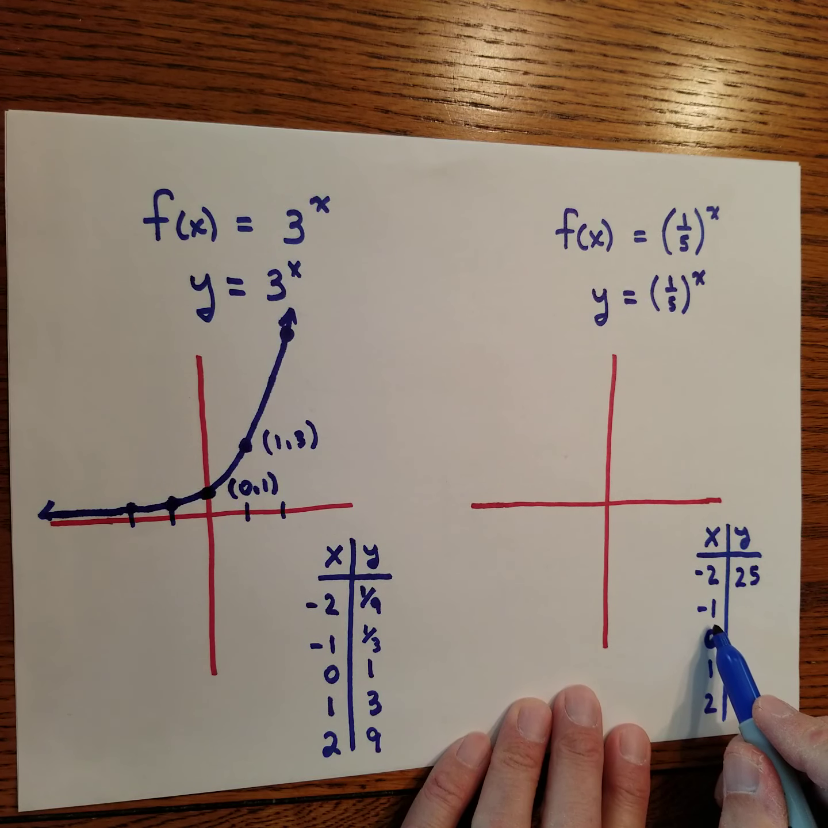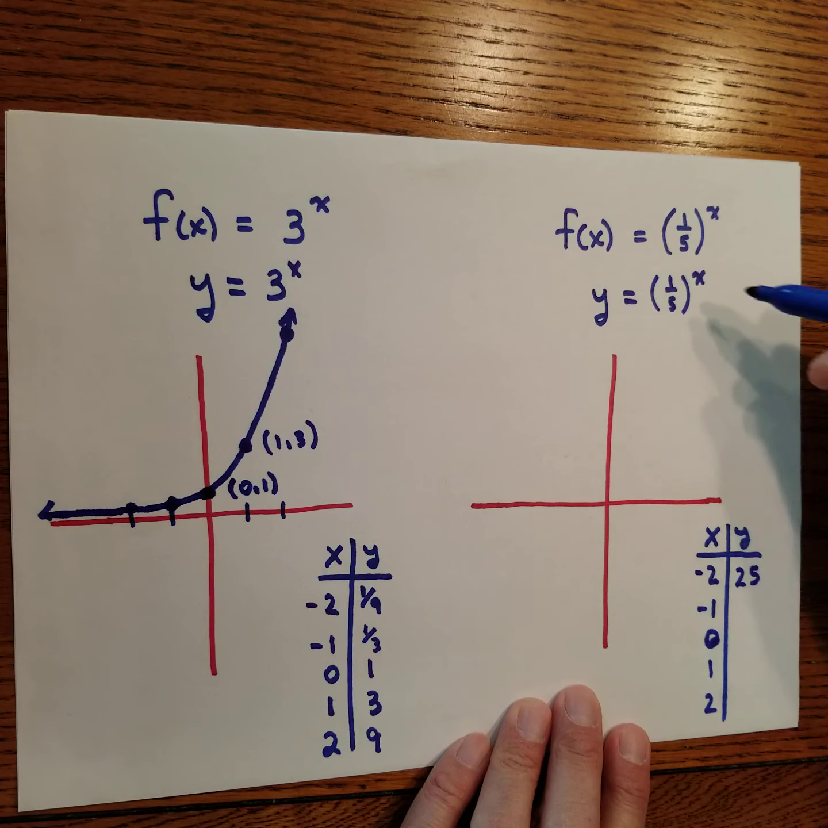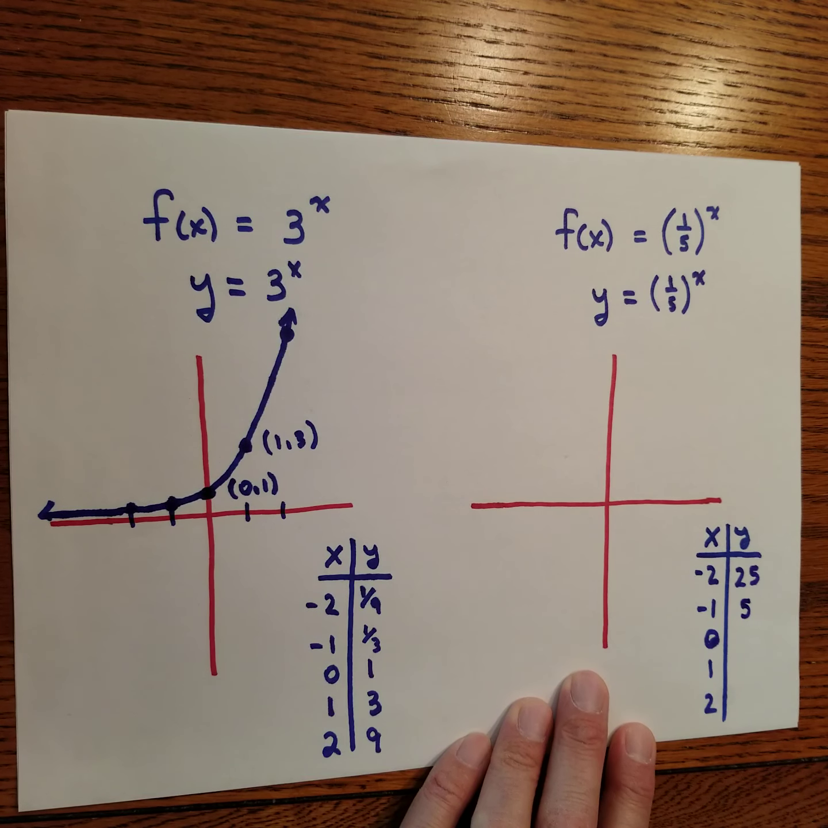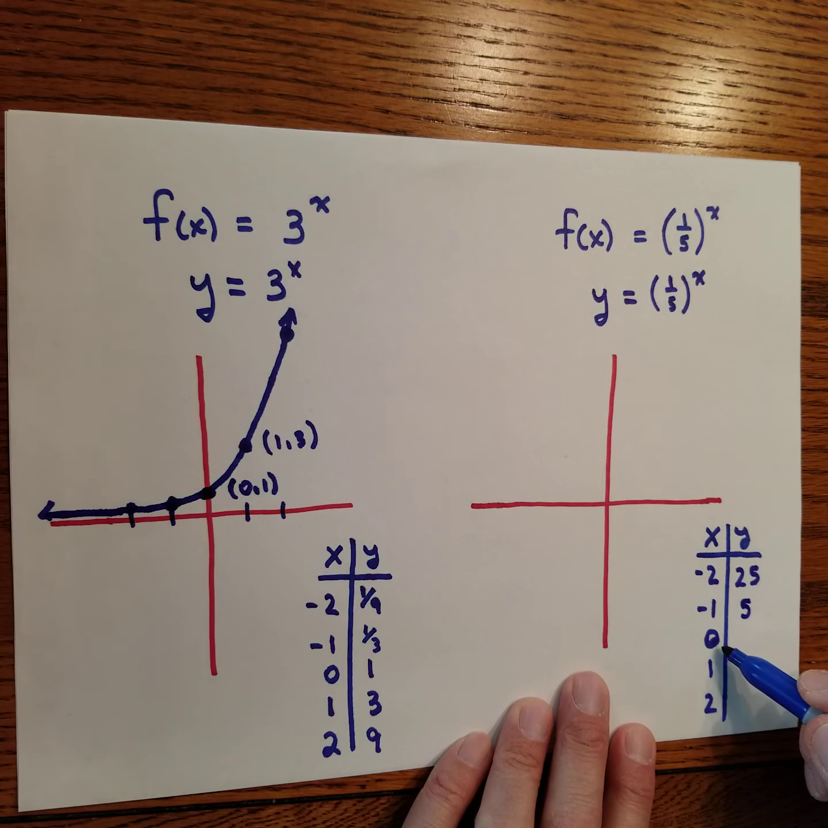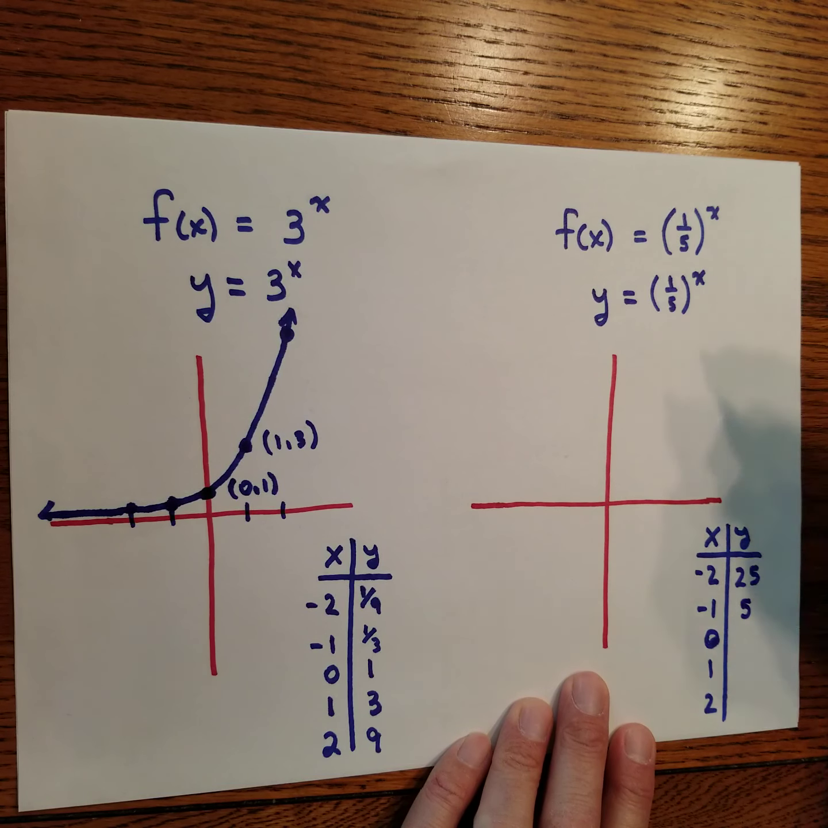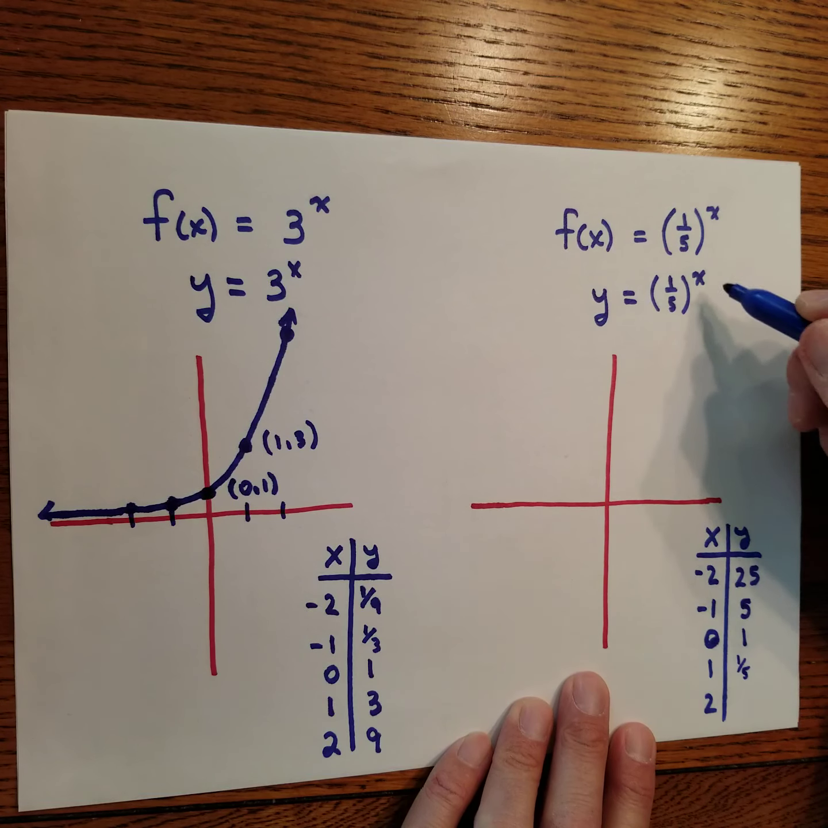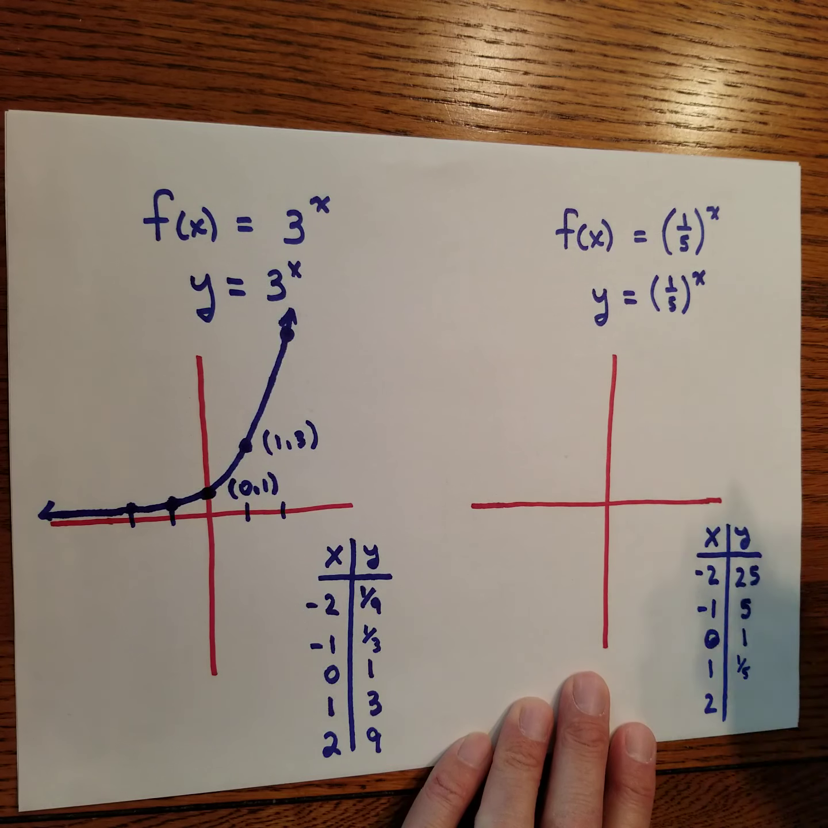Let's plug in -1 for x. When I plug in -1 here, -1 as an exponent means reciprocal. The reciprocal of 1/5 is 5. Plug in 0. We know anything to the 0 power is 1. When x is 1, anything to the first power is itself. And when I plug in 2, that means square it. 1 squared is 1, while 5 squared is 25.